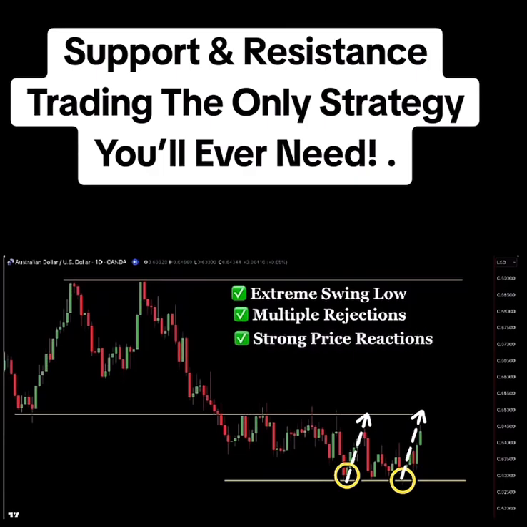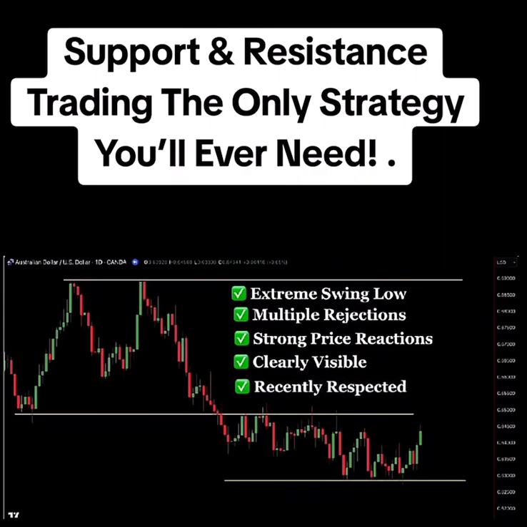Strong price reactions. Each time price touched this level, it reversed significantly, showing a clear rejection, clearly visible. Just like before, this level is obvious, meaning traders can identify it quickly without second guessing. Recently respected. Since this level has been tested in recent price action, it is still relevant for current trading decisions.